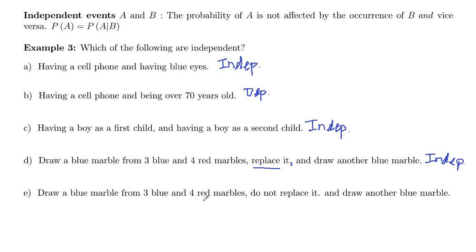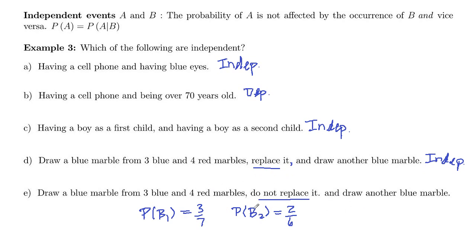Draw a marble from 3 blue and 4 red. Do not replace it, and then draw another marble. So your first marble, the probability here of getting blue on the first draw is going to be 3 out of 7. But the probability of getting blue on the second draw here, if we take one of the blue marbles out and do not replace it, there's 2 blue marbles left out of a total of 2 plus 4, 6. So the color of marble on each draw, those are going to be dependent.